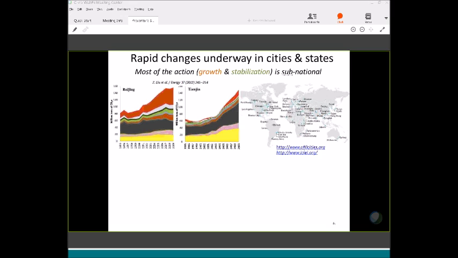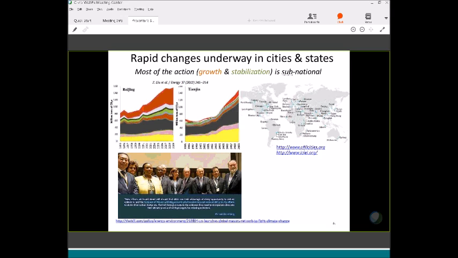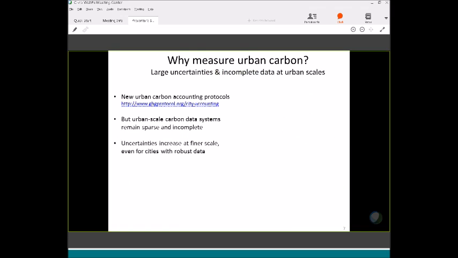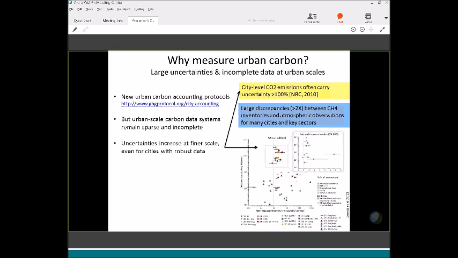Why do we need to measure urban carbon? Well, Mark and others pointed out the fact that we're doing a pretty good job with inventories at larger scales, the scale of countries and states. But when it comes to estimating emissions of individual cities, we either have no data in many cases or there are large uncertainties. And that's true for CO2. Even though we have 10% uncertainty, say at the state level in California, in many cases it's 100% uncertainty at the level of individual cities, even though we have new accounting protocols.